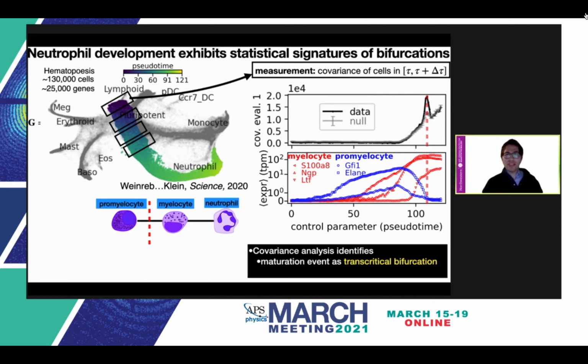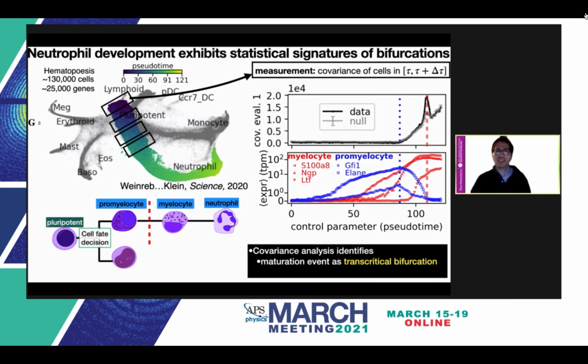I'll talk briefly about the increase. That seems to line up really well with the peak in the promyelocyte genes. And the reason that's important is because the promyelocyte is the first state after pluripotency in the neutrophil trajectory. So it's the first state after there's a cell fate decision, which might mean that what we have here is actually some sort of phase coexistence. There are maybe multiple states that are swallowed up in our covariance matrix, and what we're seeing is the spread between those various phases.